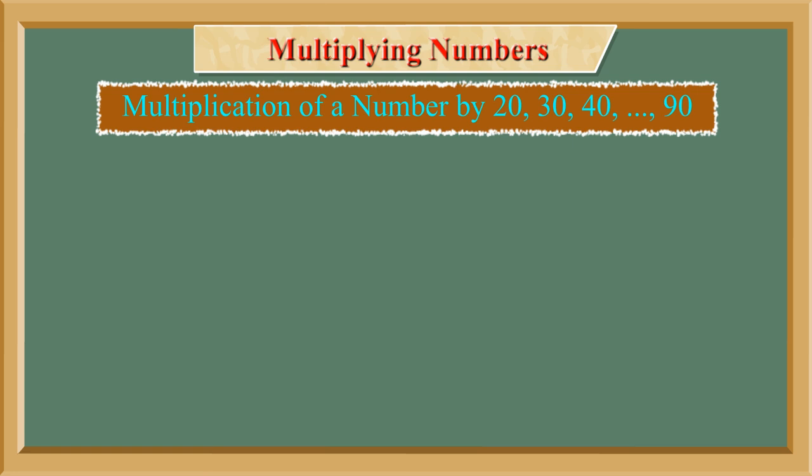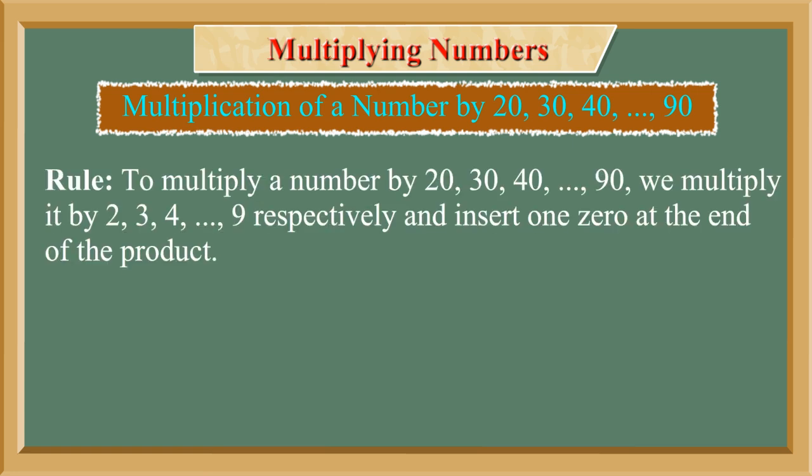Multiplication of a number by 20, 30, 40 till 90. Rule: to multiply a number by 20, 30, 40 till 90, we multiply it by 2, 3, 4 till 9 respectively and insert one zero at the end of the product.